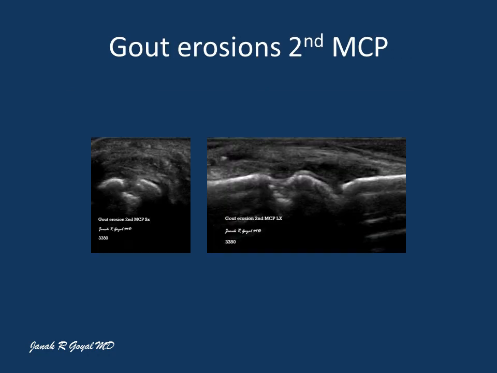Here is another patient with erosions of the metacarpal head. Here is the short axis and here is a long axis scan. This happens to be the erosions secondary to tophaceous gout. This is one of my patients, a 55-year-old man with tophaceous gout and multiple erosions and multiple tophi in multiple joints.